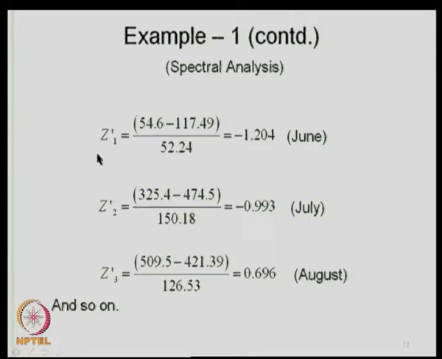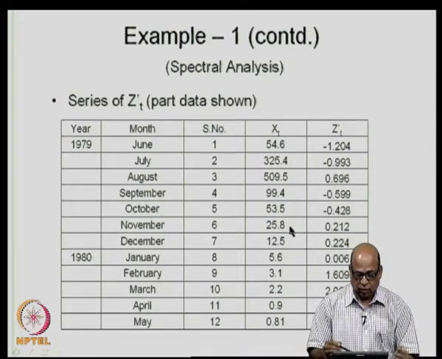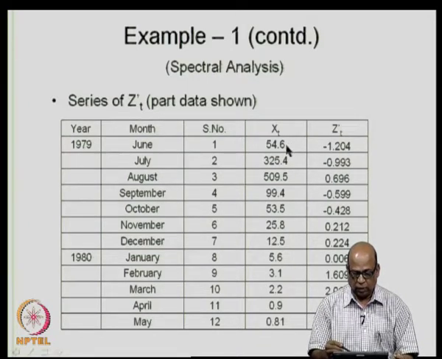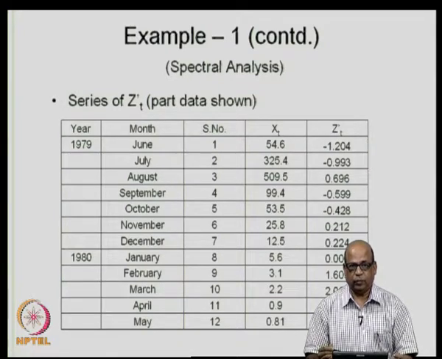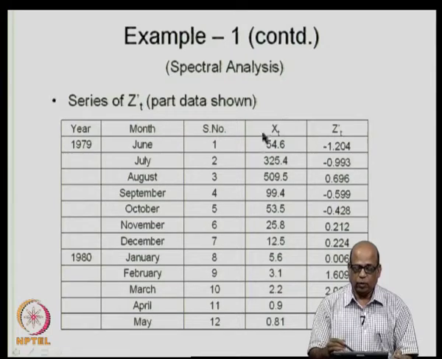So, you now have the z dash series ready. The z dash series, for example, looks like this, where I have shown just the first year values, the first 12 months: x t and z dash t. So, the z dash t series is like this. You will have 348 values of z dash t for t equal to 1 to 348. We will do the spectral analysis on this new series z dash t and see how it looks vis-a-vis the spectral density figure or spectral diagrams of the original time series x t.